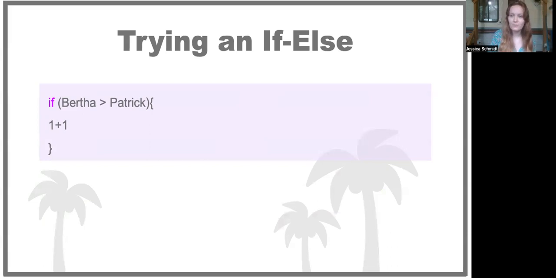So give this a go. And you should be seeing, hopefully, that R will just calculate that 1 + 1 = 2, as Bertha is, in fact, older than Patrick.